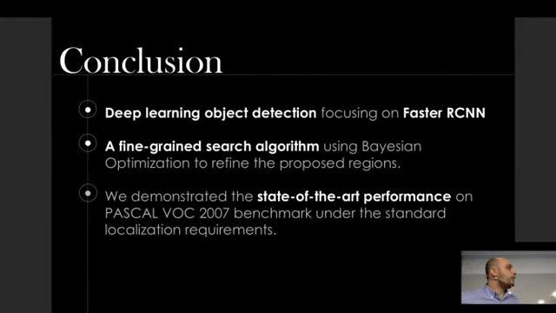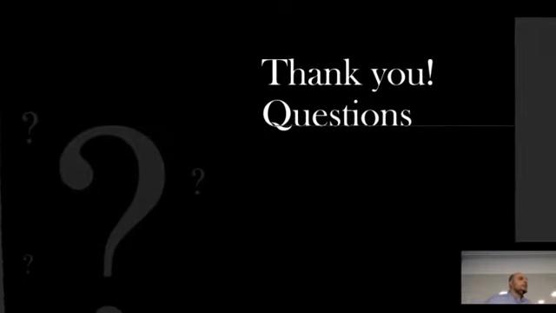So we talked about Faster RCNN, deep learning, object detection. We talked about Bayesian optimization, and we showed you the search algorithm and eventually the results. So that's it. Any questions?